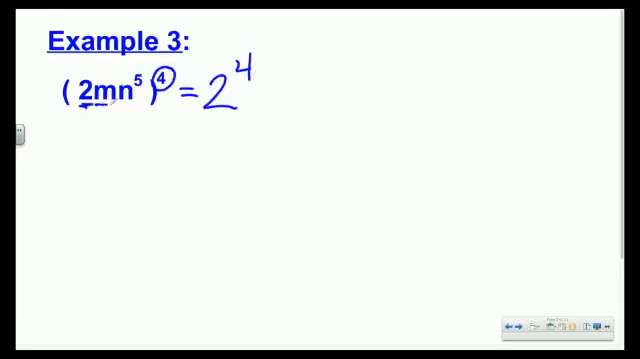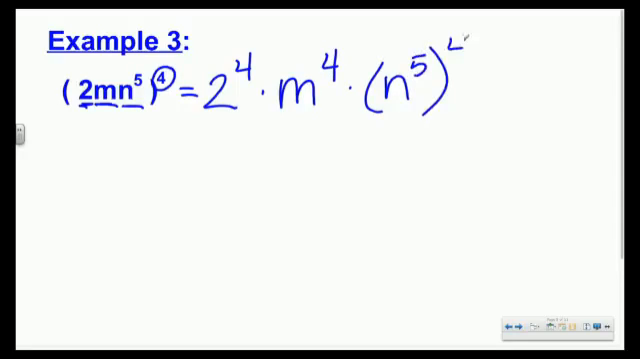Then I have m raised to the 4th power. So times m to the 4th. And I have n raised to the 5th power. Or I'm sorry, n to the 5th raised to the 4th power. N to the 5th raised to the 4th. All right, now let's simplify this.